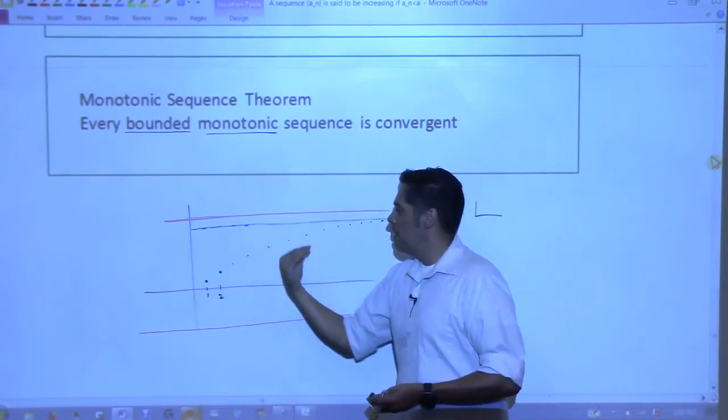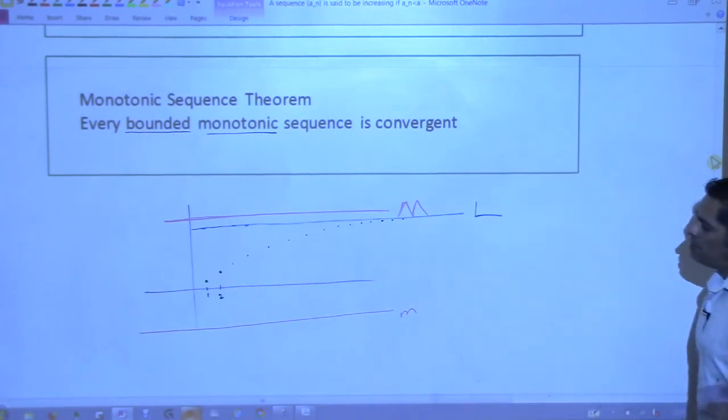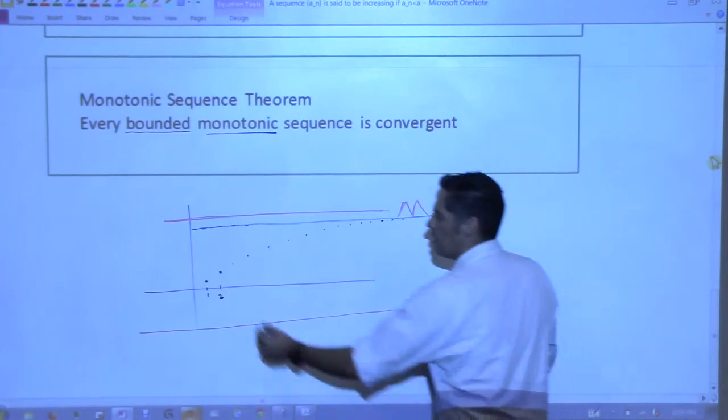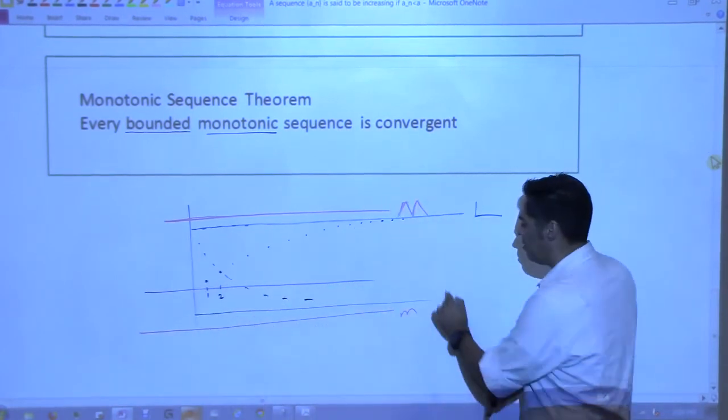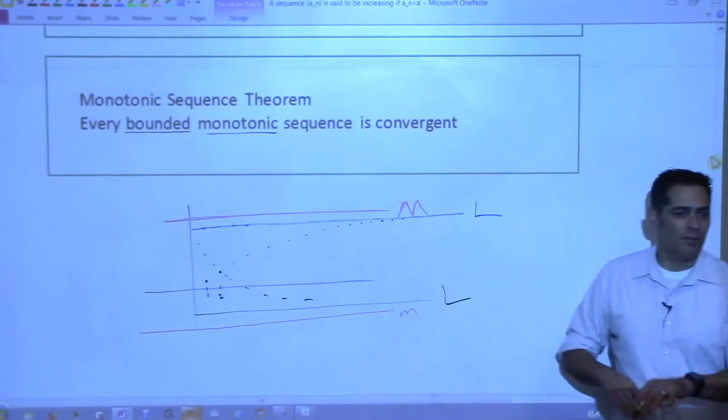So what about if it were decreasing? Same thing the other way, right? If it were decreasing, then you would have some boundary here. You can't go below. This would be your limit, and so it has to converge.